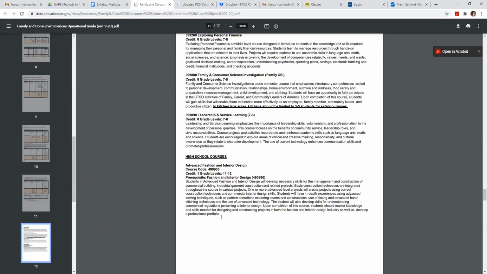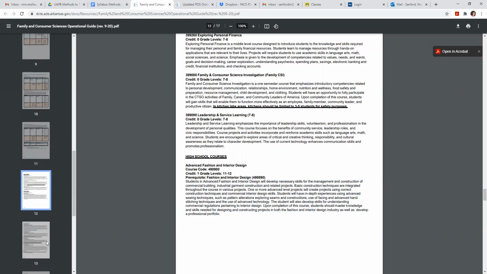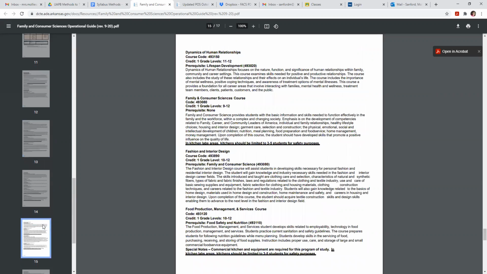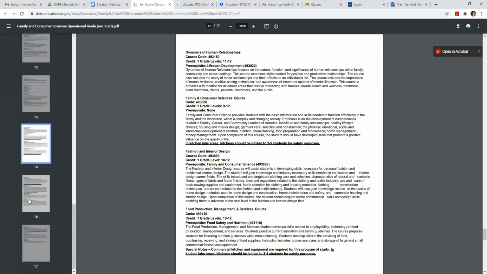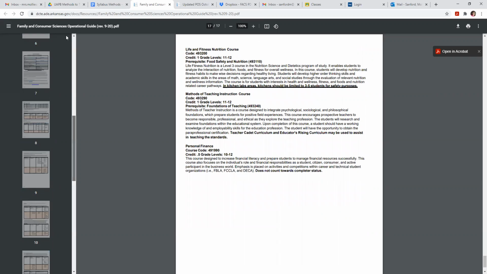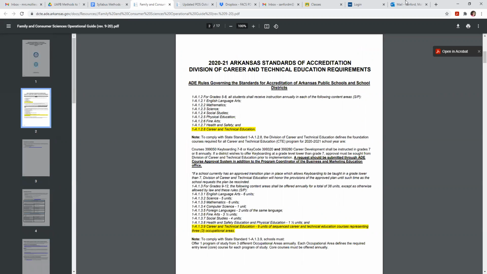If you're gonna have these classes listed in a handbook, then you would list this information so students could read about it before they know what they're getting into, before they sign up for your courses. And sometimes this has to be listed on your syllabus or your school website. And that is all for the operational guide.